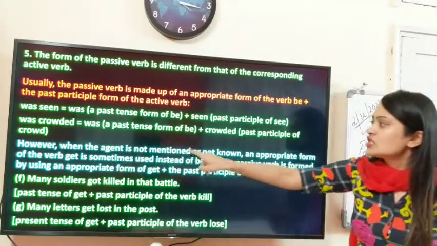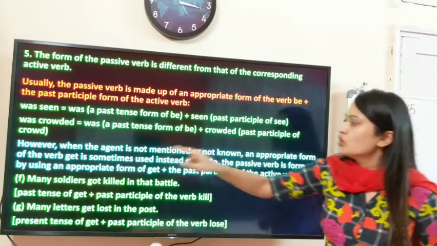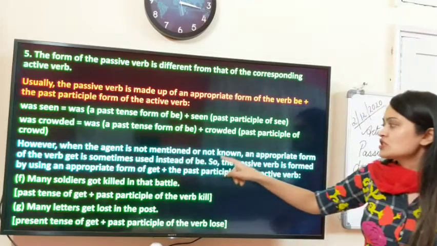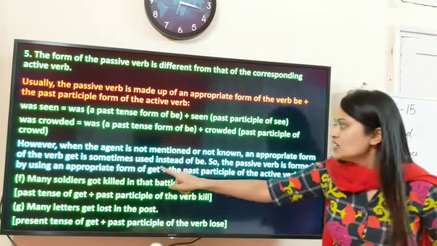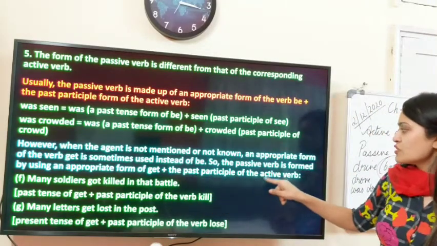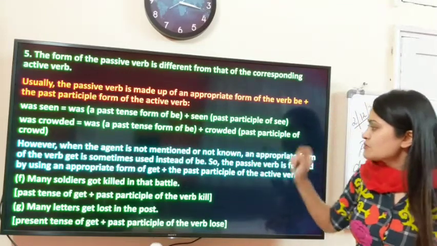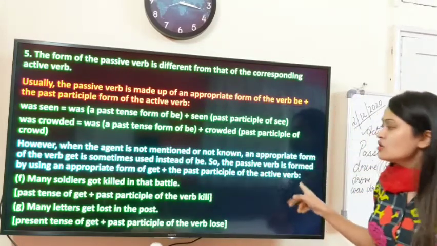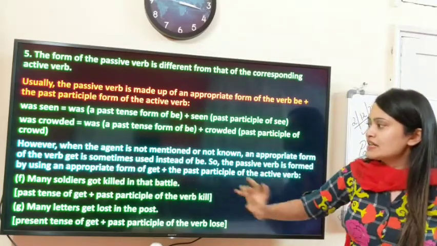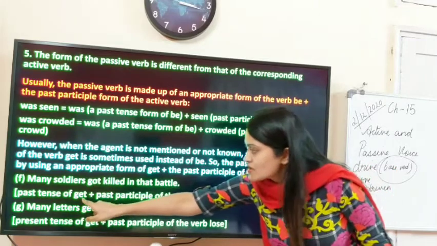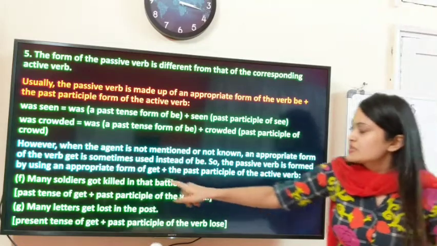However, when the agent is not mentioned or not known, an appropriate form of the verb get is sometimes used instead of be. So sometimes instead of be we can use get: get plus the past participle of the verb. So sometimes you'll use be plus the past participle, sometimes you'll use get plus the past participle. Many soldiers got killed in that battle. So got is the past tense of get, plus the past participle of the verb kill, which is killed.